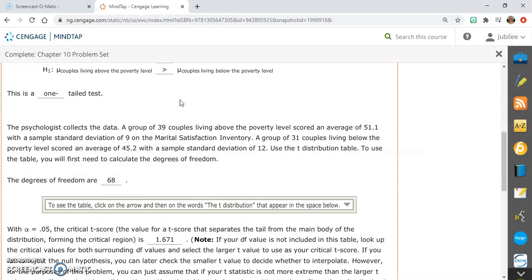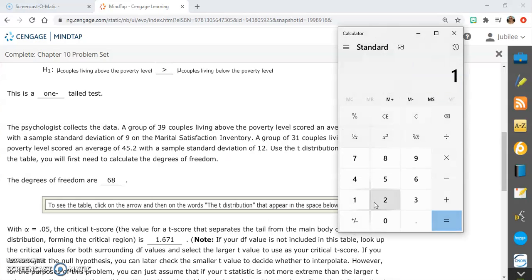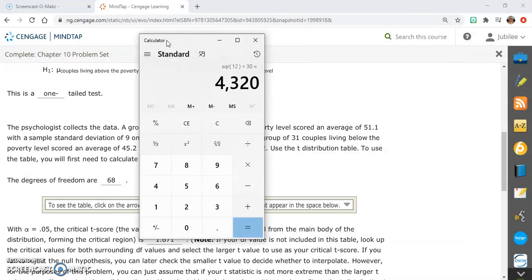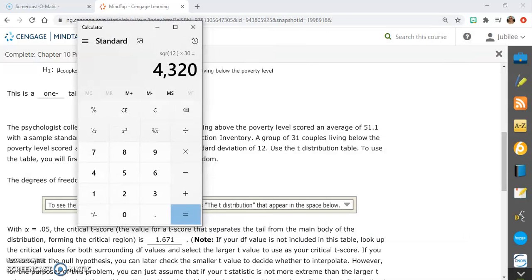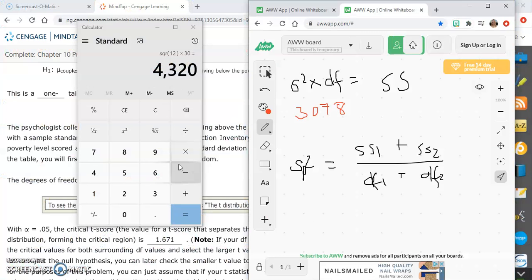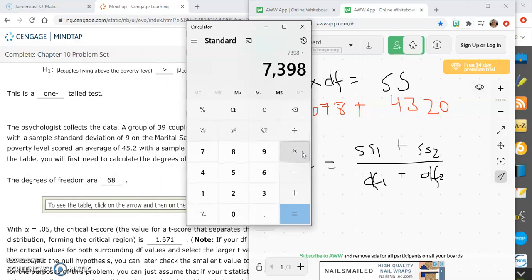Okay, and my second group had a standard deviation of 12. So I'm going to do 12 squared times that group's degrees of freedom, which is 30. And I end up with 4320. So I'm going to add these two together, and I get 7,398. I'm going to divide that by my 2 degrees of freedom together, which is 68.